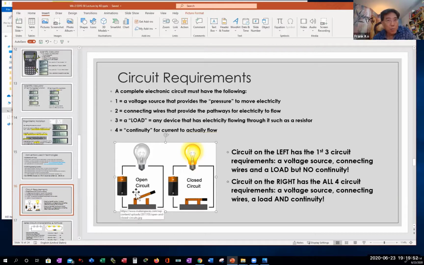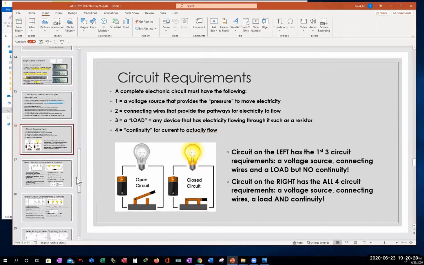So on the wall in your room, if the light switch is open, you have an open circuit. No electricity flowing, no continuity, no lights in the room. On your wall, you close the switch. When you close the switch, you have lights. Why? Because the circuit between the light switch and your light bulb has connecting wires, you have continuity, and the lights light up. Are we good with this so far?